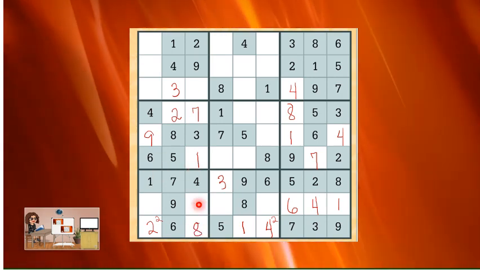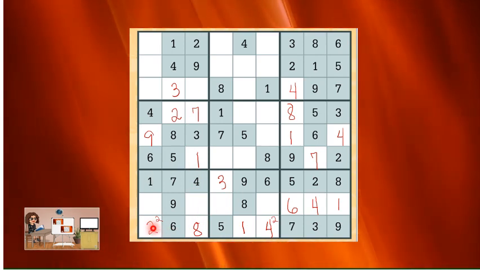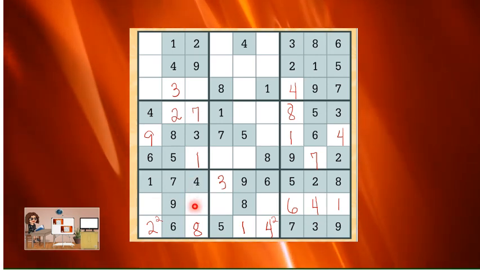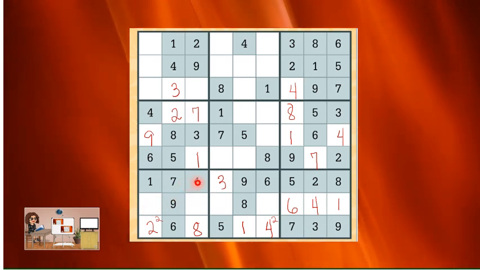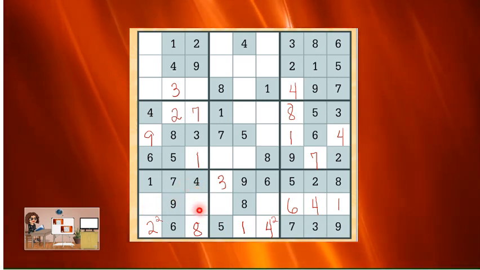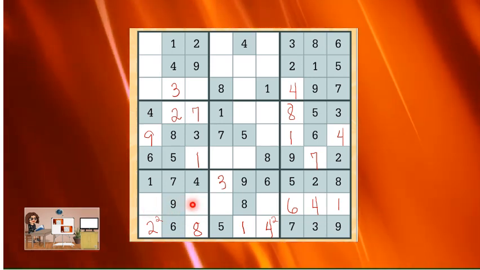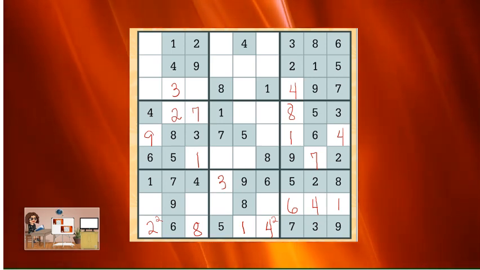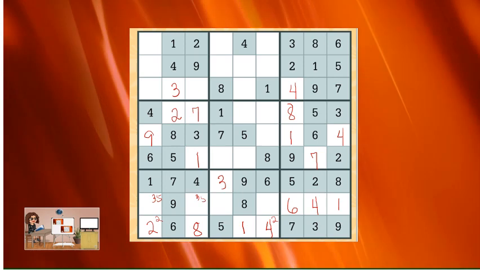Next, how about this block? We have the numbers 1, 2, 3 is missing. So we can write 3 in both cells. 4, 5 is also missing. So we still 3 and 5 can be written in this cell. So we can just write the possible numbers to be written here. Those are 3 and 5.